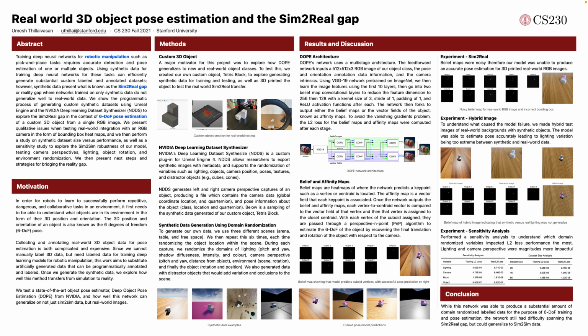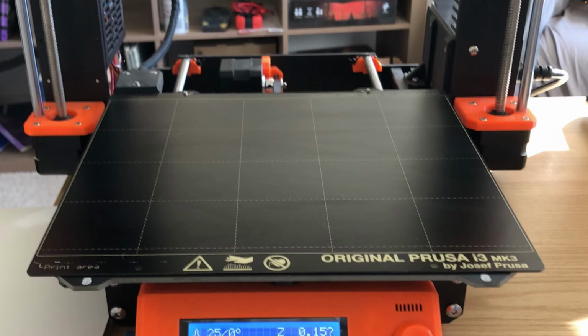Once we generate our synthetic 3D object data, we explore how well training on synthetic data generalizes to real-world objects, known as the Sim2Real gap. Now I'll cover how I tested a state-of-the-art object pose estimator, Deep Object Pose Estimation, or DOPE, from NVIDIA, and how well this network can generalize on not just sim-to-sim data, but real-world images.